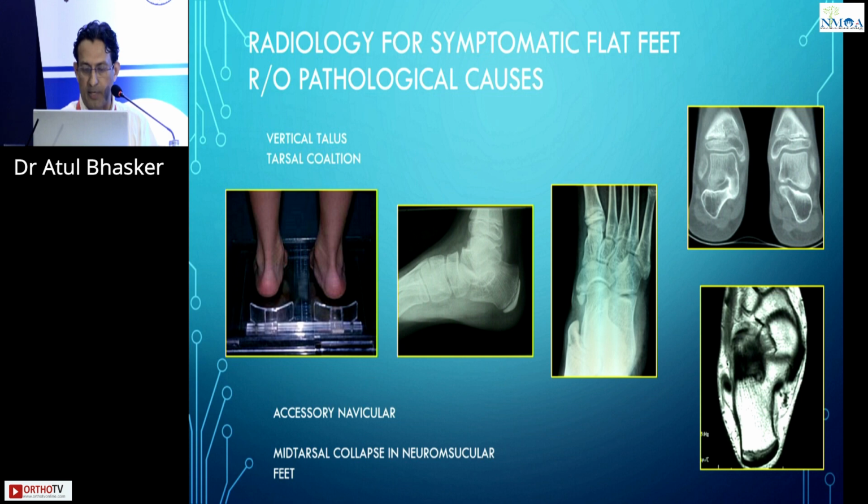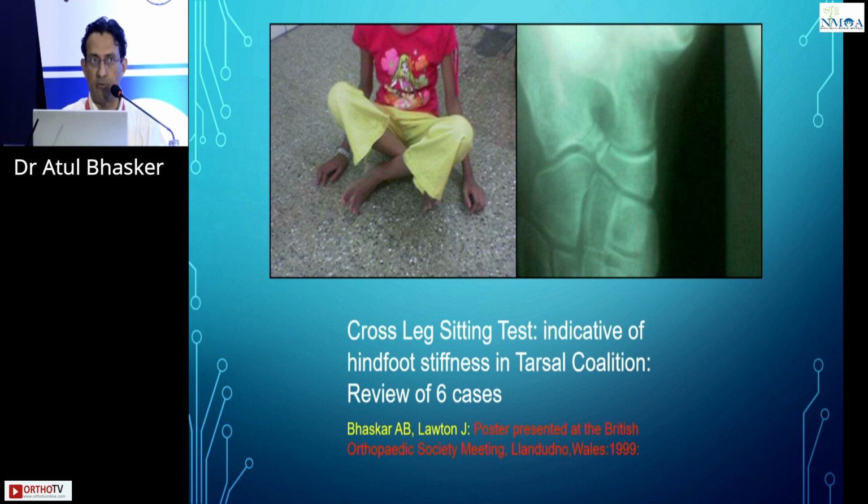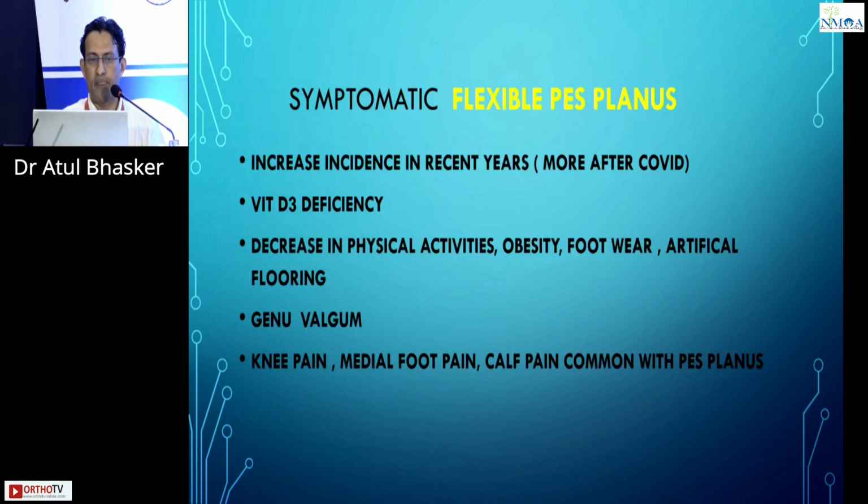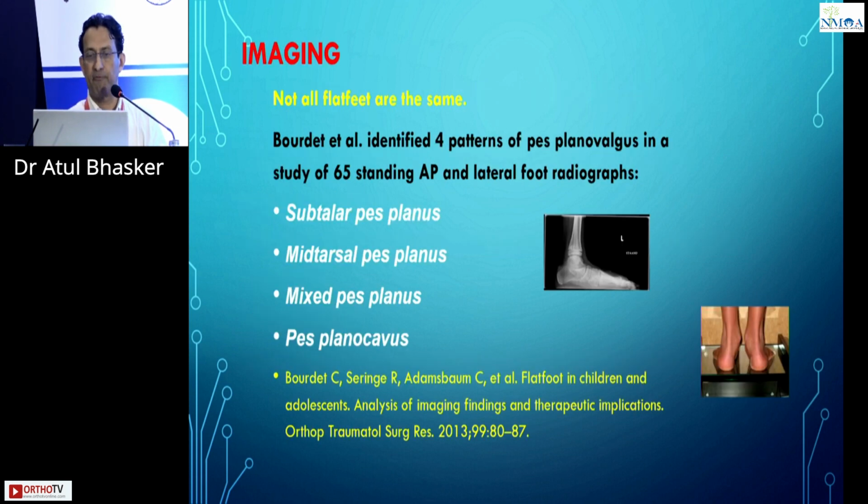So you can look at conditions like accessory navicular, calcaneal problems, tarsal coalitions, and this is one of my doctor's daughters who could not sit cross-legged because of the tarsal coalition. So there are certain symptoms in symptomatic flat foot one should be aware of. Of course, we have seen an exponential increase, just like in genu valgum, there has been an exponential increase in flat feet post-COVID. And again, there are various factors for that. And we typically see in a month about 5 to 6 children coming with a flat foot.